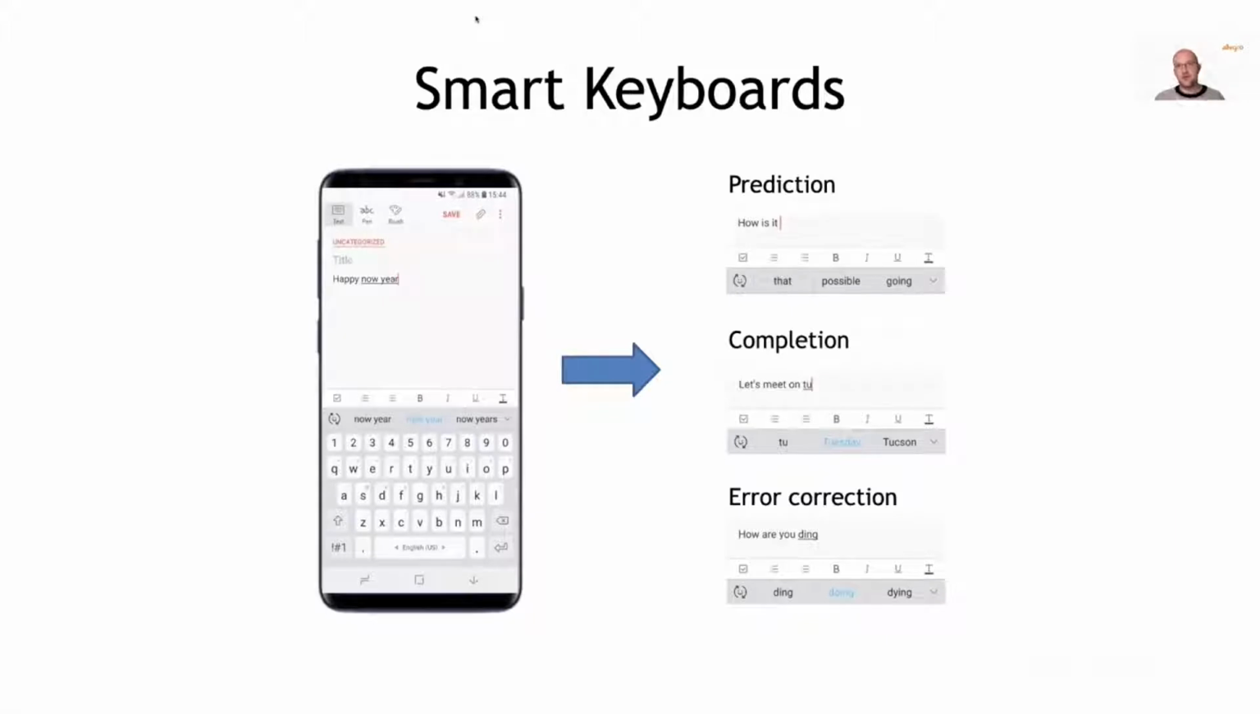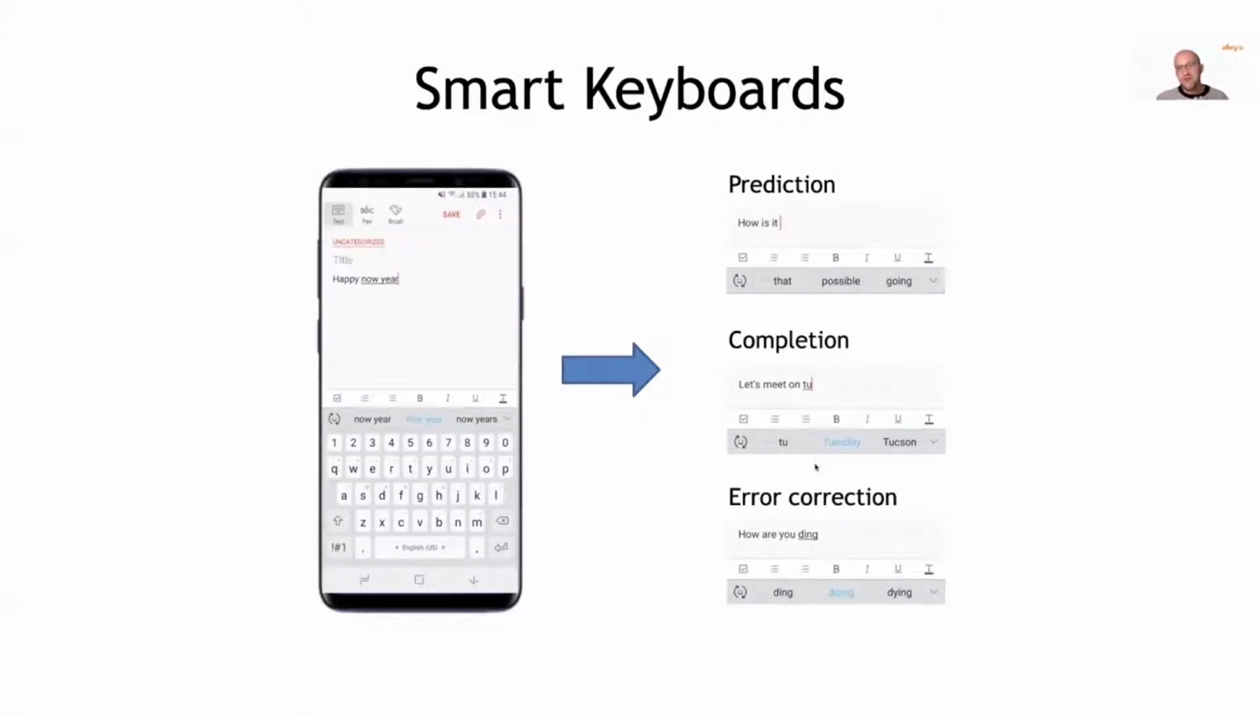We all use smartphone keyboards, right? Despite the popularity of voice interfaces, of speech recognition, there are still situations where we want to use a keyboard on our phone, and we expect this keyboard to be smart, right? We now expect functions such as word prediction, word completion, and error correction. And these functions are implemented in smart keyboards, and they can really help.